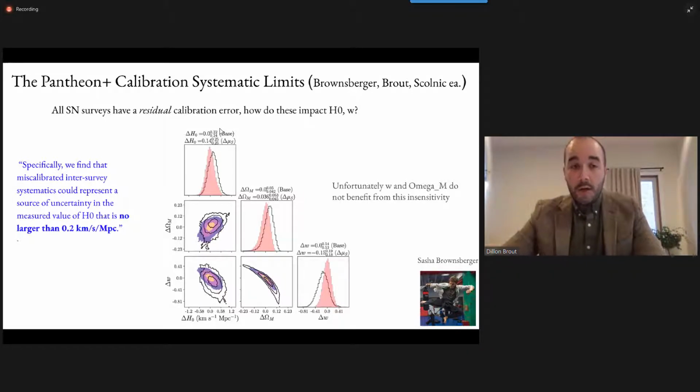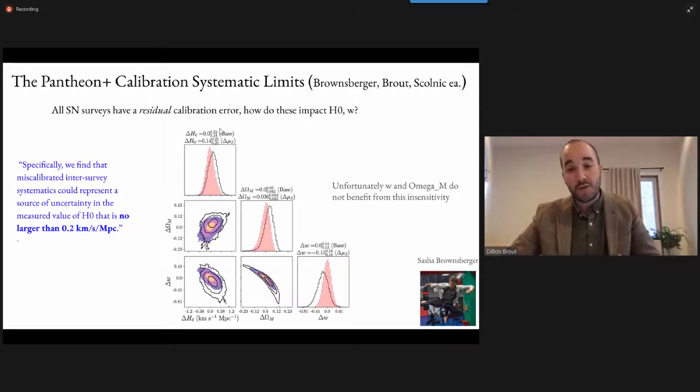Sasha Brownsberger has asked the question, well, what if there is some residual calibration error that we're simply not aware of and which we're always concerned about? And how would this impact the inference of H0 or, for that matter, other cosmological parameters like w and omega matter? And what he finds is that it does not appreciably affect the inference of H0 if you allow for potential extra survey-dependent calibration errors and allow them to be fit during the fit of H0 itself. It does not appreciably increase the contours and the constraints on H0.